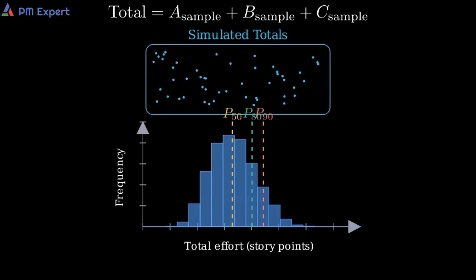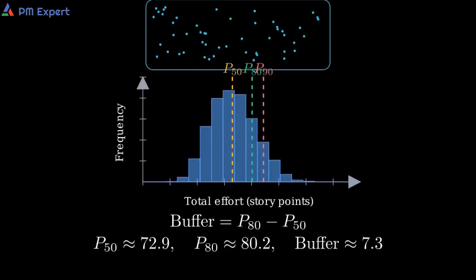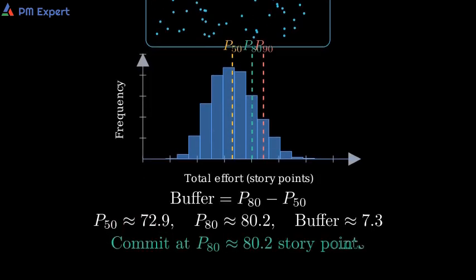How do we add risk buffers? A simple approach is to pick a desired confidence, like 80%, and use the difference between that percentile and the median as a buffer. Buffer equals P80 minus P50. In numbers, P50 is approximately 72.9, P80 is approximately 80.2, so buffer is about 7.3 story points. Your committed estimate can be set to P80 to have an 80% chance of finishing at or under that size.